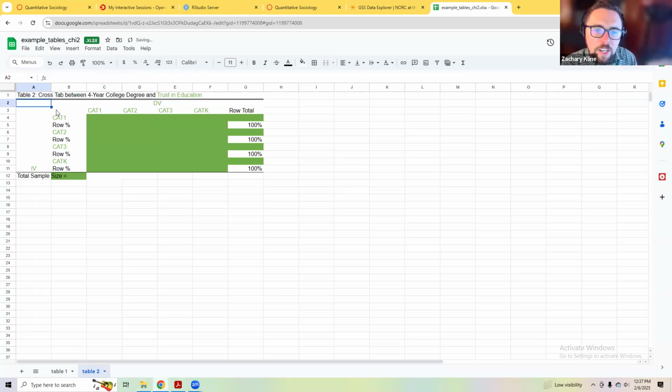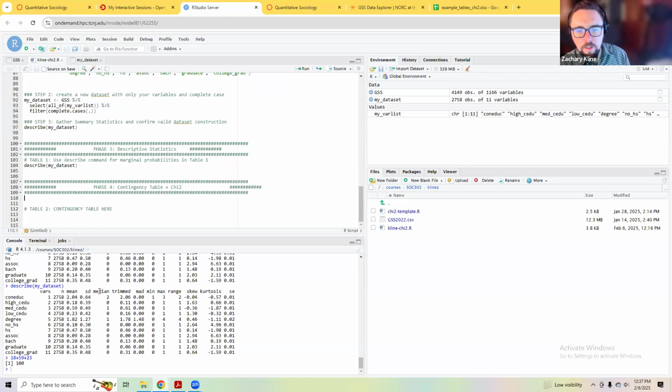And we're going to put our independent variable as the rows and our dependent variable as the columns. So independent variable is 4-year college degree. Actually, before we even get to this table, let's go back to R and make the output for it.